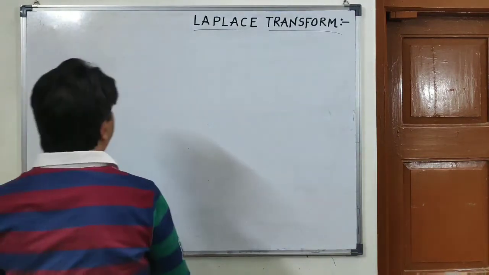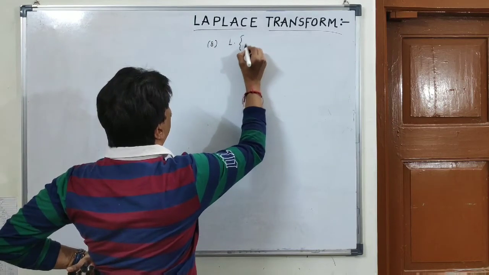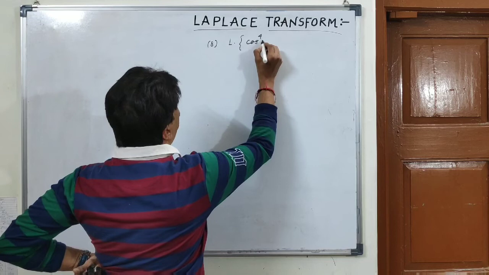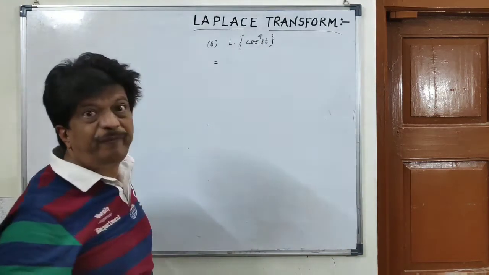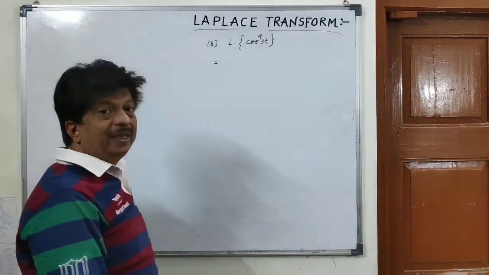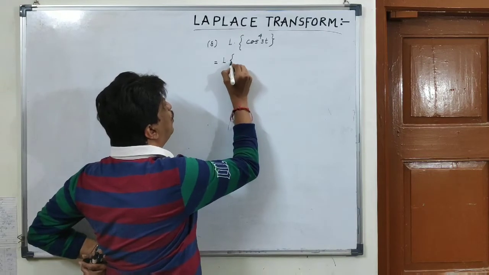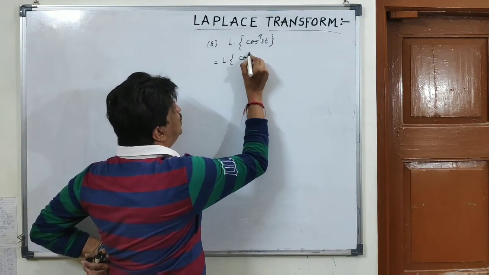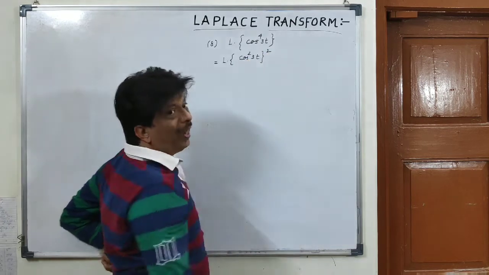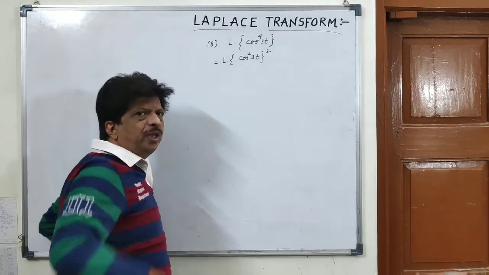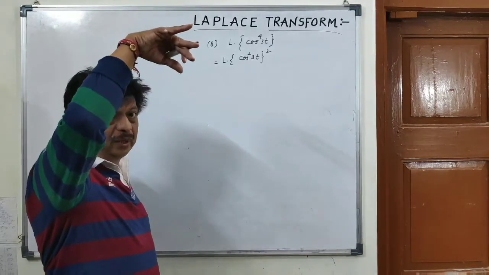Eighth example, obtain Laplace transform of cos raised to power 4 of 3t. Again the same funda I am using as I have used in the previous example. Laplace transform of, it is square of cos square of 3t. Square means raised to power 4. The function is cos raised to power 4, meaning square of cos square of 3t.